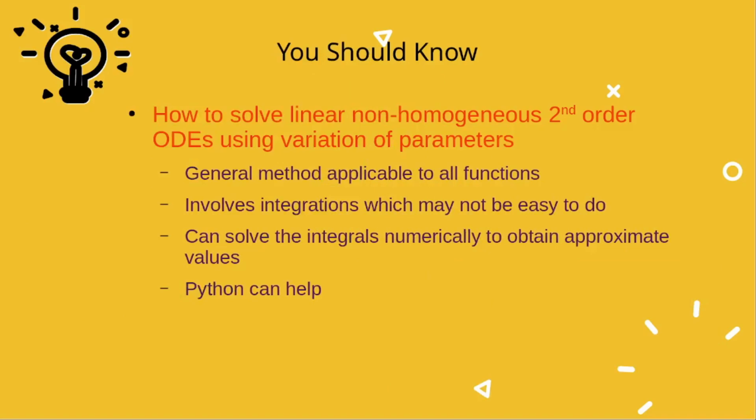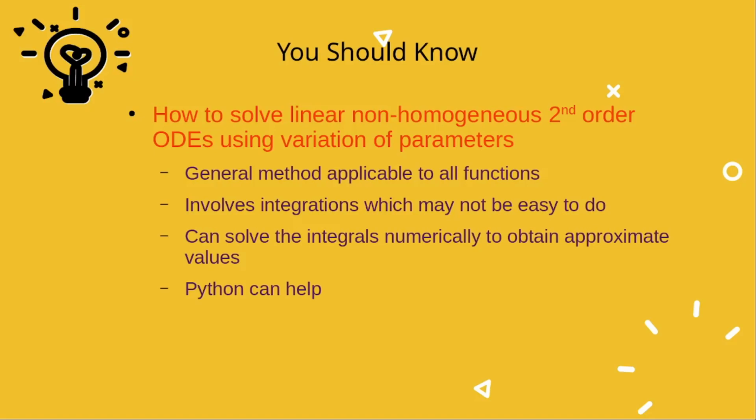So what you should know at the end of this lecture is how to solve linear non-homogeneous second order ODEs using the variation of parameters. You should know that this is a general method that is applicable to all forcing functions. The function on the right-hand side of your non-homogeneous equation need not be of specified types. It can be any continuous function. It also involves integrations, which may not be easy to do. And of course, you can explore the idea of numerical integration to solve that particular solution numerically.